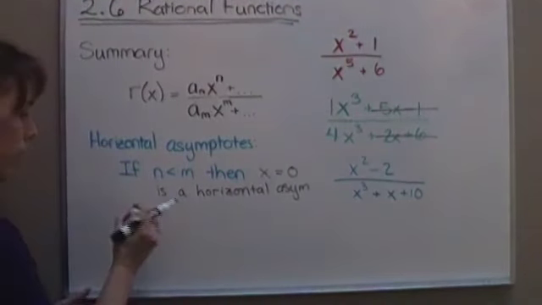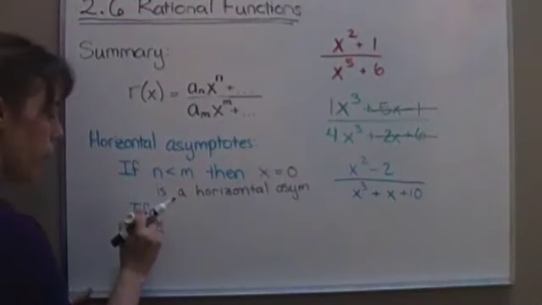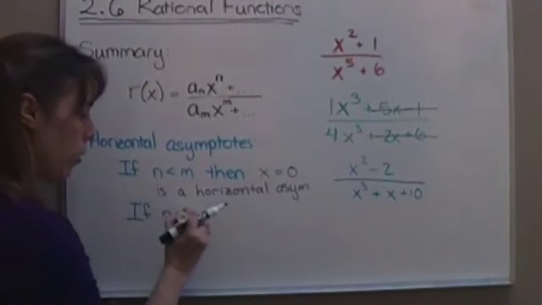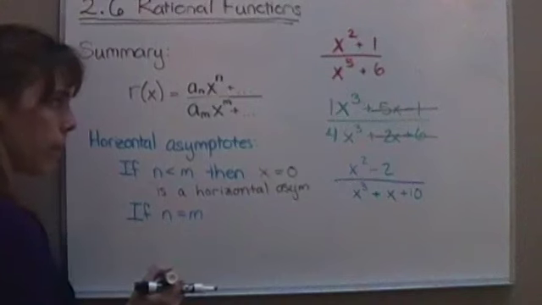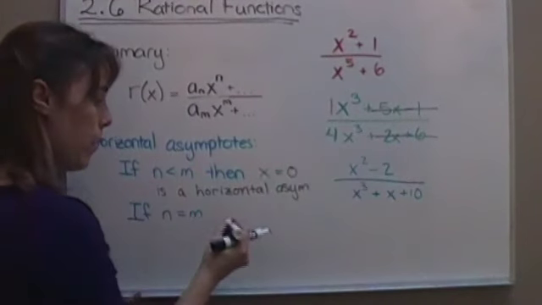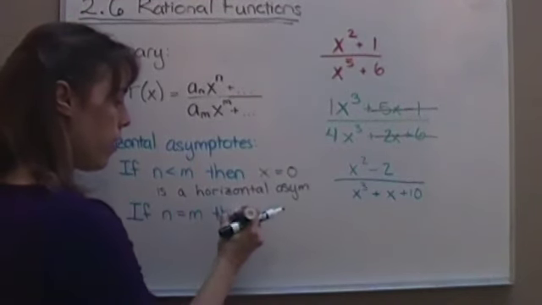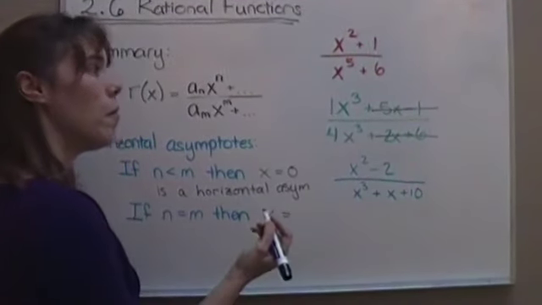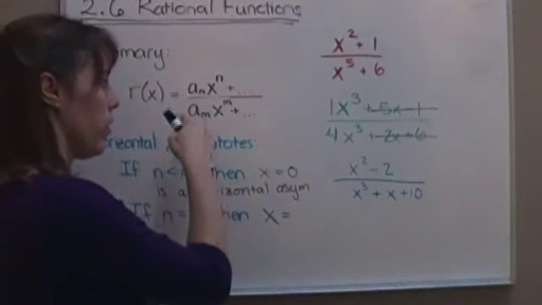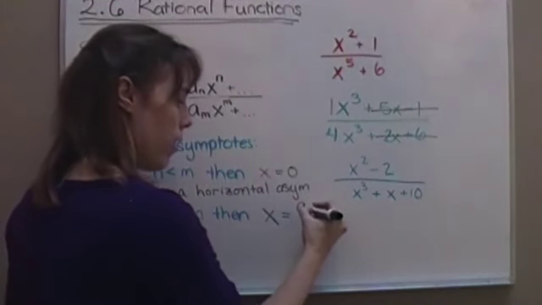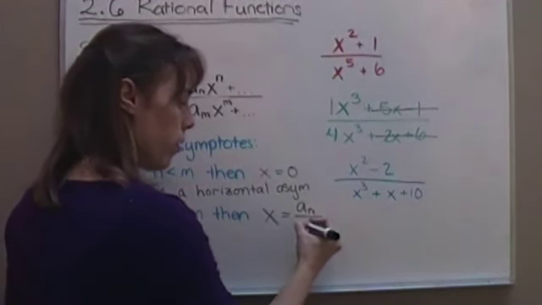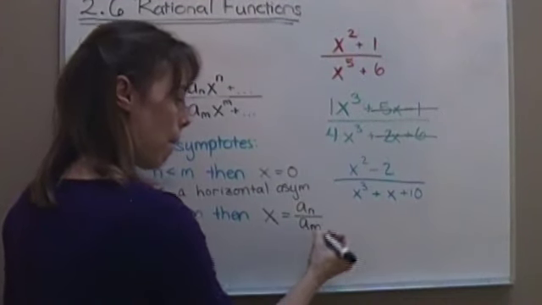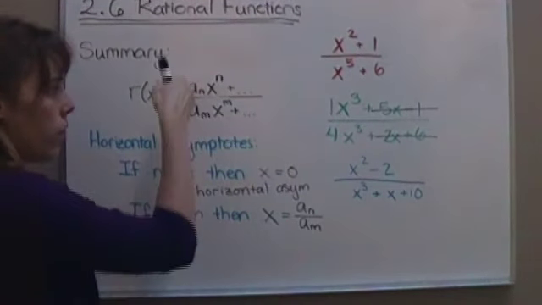So I can say if n is equal to m, if the degrees are the same, then there's a horizontal asymptote at y equals a sub n over b sub m, the ratio of the leading coefficients. It's just this fraction right there.